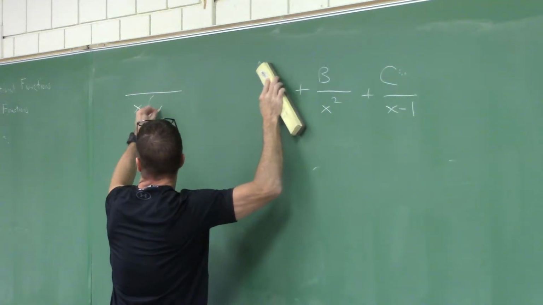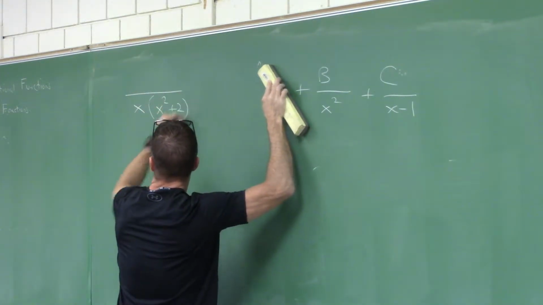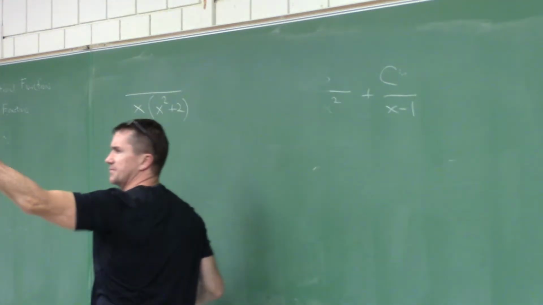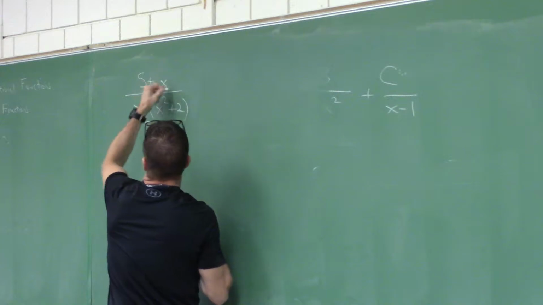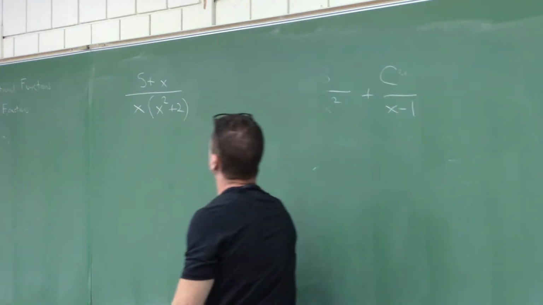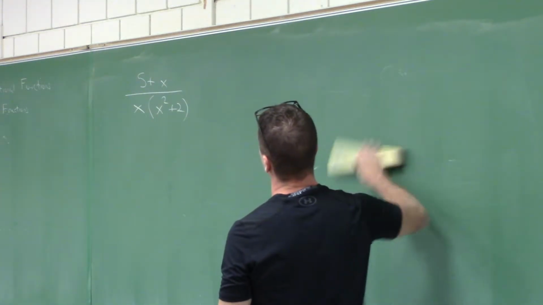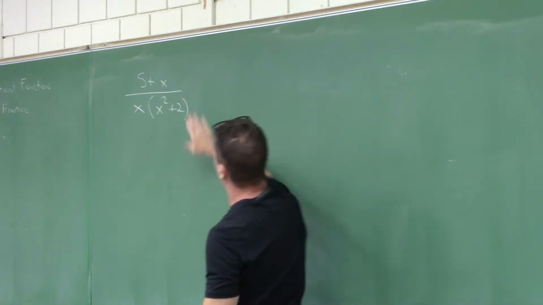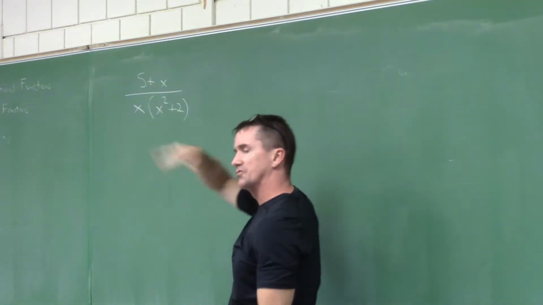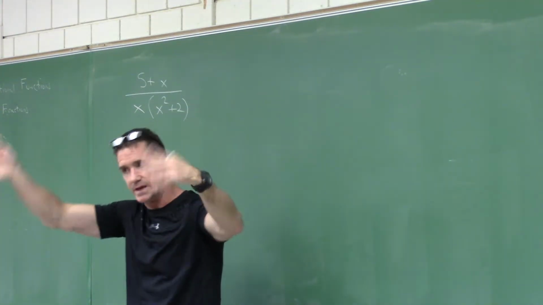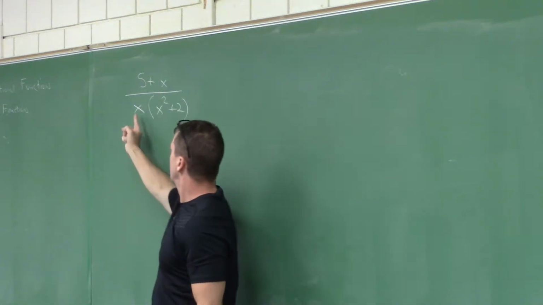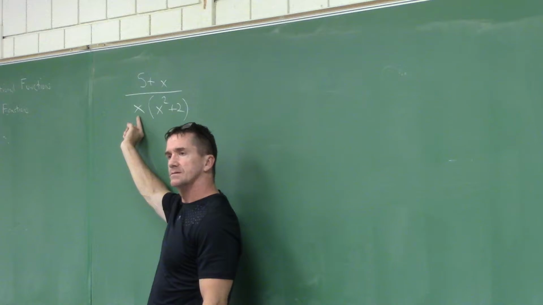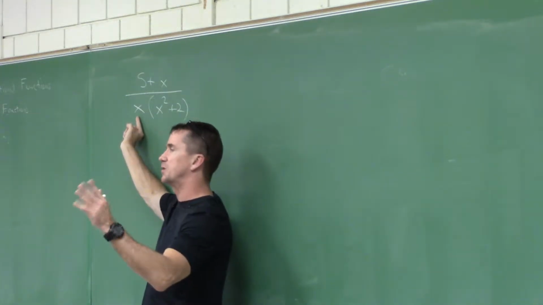x times x squared plus 2. And I'll just put something on the top: 5 plus x. All right. And we're going to break this up into partial fractions with constants A's or B's and C's, etc. But something new has now emerged. Do you agree that's a linear factor? That'll be easy. We'll just put an A there, right?